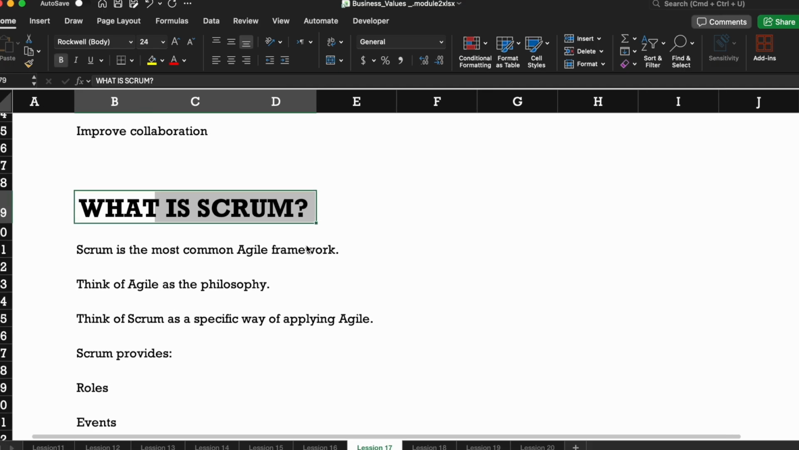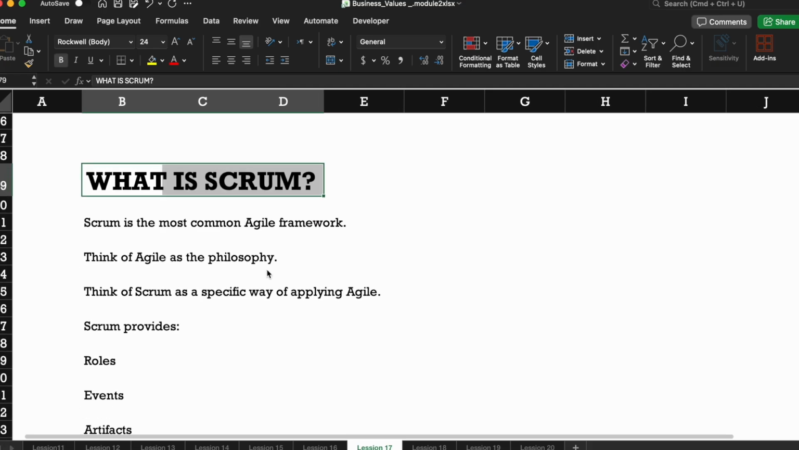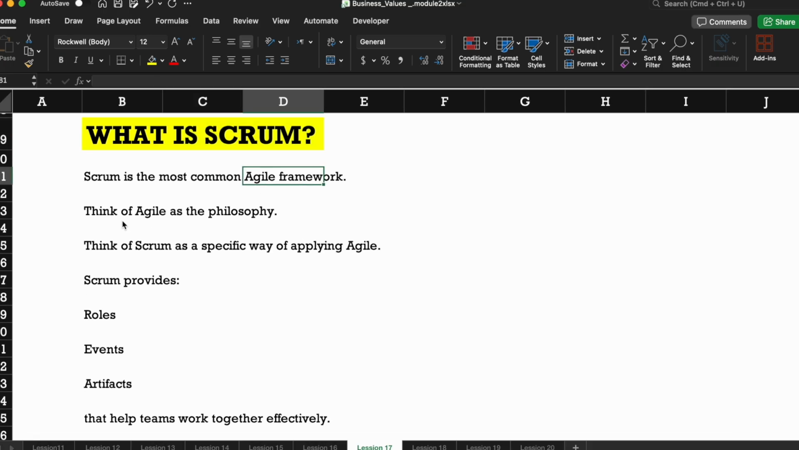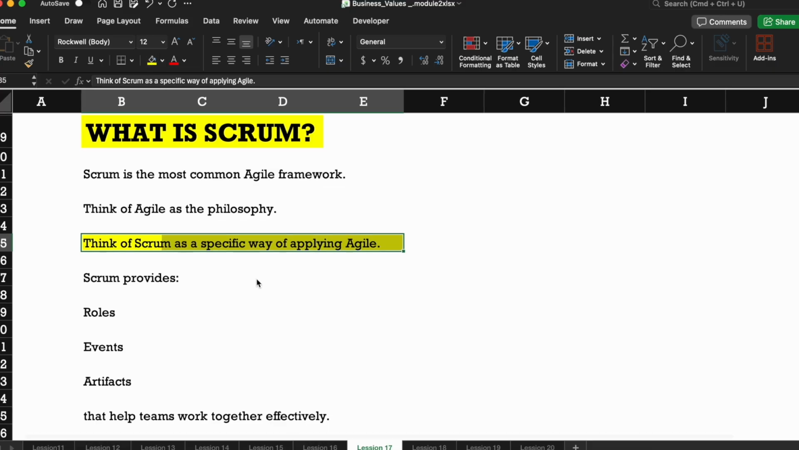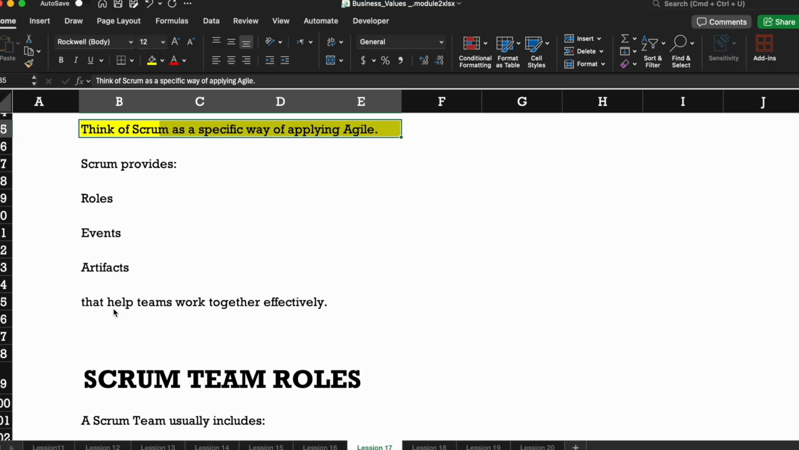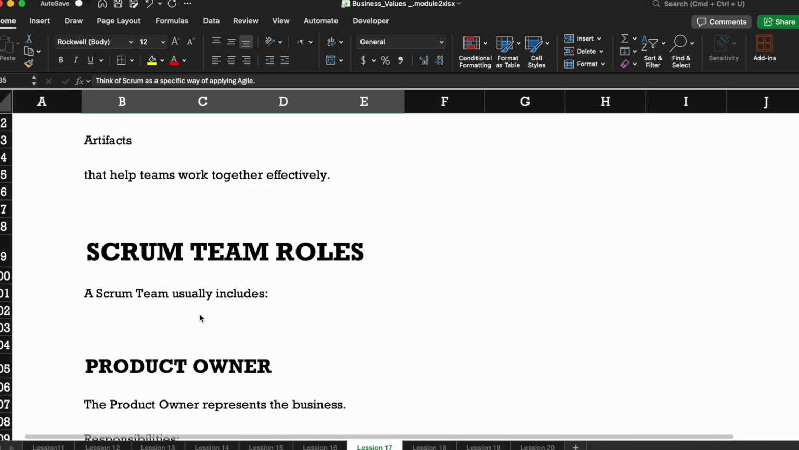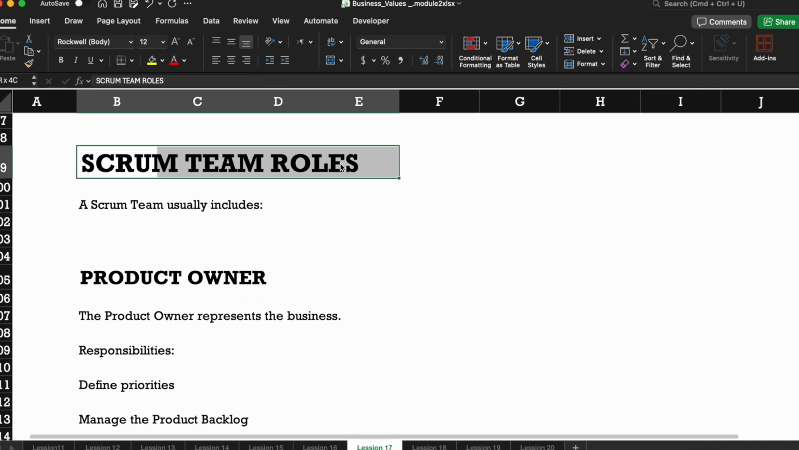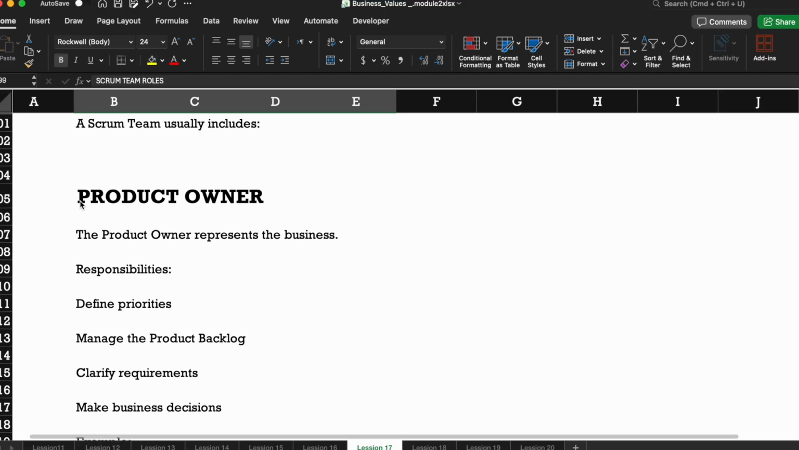Next part is Scrum within agile. Let's understand what Scrum is. Scrum is the most common agile framework. Think of agile as the philosophy, and Scrum as the specific way of applying agile. Scrum provides roles, events, and artifacts that help the team work together effectively. Let's understand the Scrum team roles. A Scrum team usually includes a product owner.